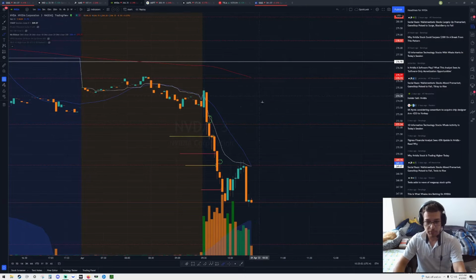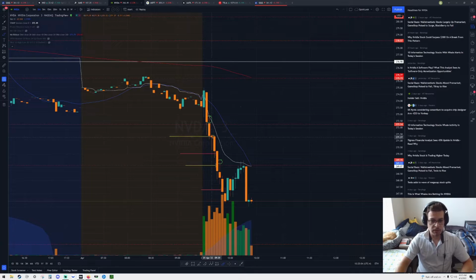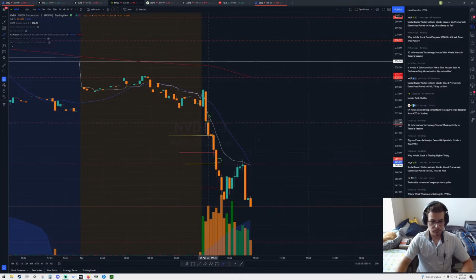We can start the play-by-play. I went short one at 9:42 on this green circle here. You can see that this is the lower low and close below the VWAP and the converging 21-day and VWAP. Then I played that to the 270 level.